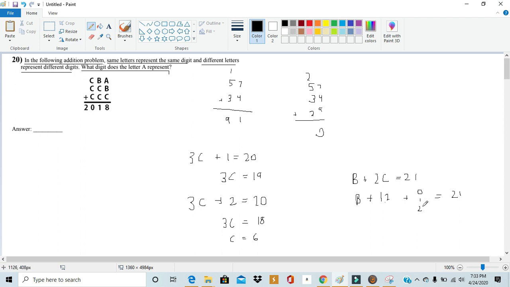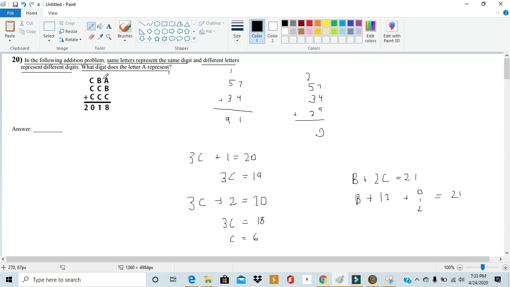And if 2 was carried over, that would mean b would equal 7, because then 7 plus 12 plus 2 would equal 21. So we see that we're not really forced with whatever b could be here. Since we can't make any deductive conclusions here, we should move on to the next row.